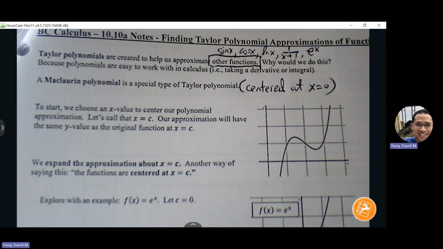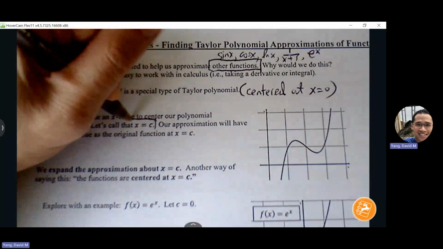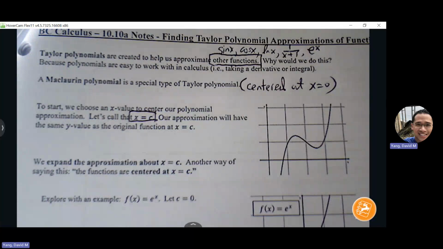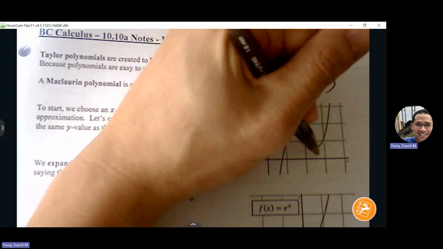So to start, we choose an x value to center our polynomial. Let's call that center C, x equals C. Our approximation will have the same y value as the original function at x equals C. So that's one way that we can build our approximation. We're basically going to be expanding out.